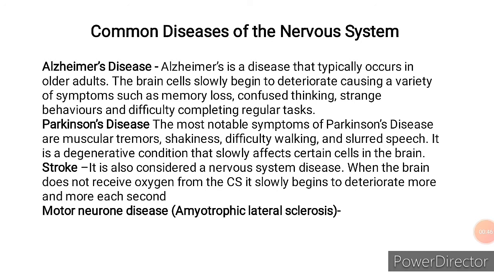And another one is Parkinson's disease. The most notable symptoms of Parkinson's disease are muscular tremors, shakiness, difficulty walking, and slurred speech. Okay, your speech becomes slurred. The difference between this one and Alzheimer's disease is that Alzheimer's disease occurs in only old people, okay, and it affects a person's memory.